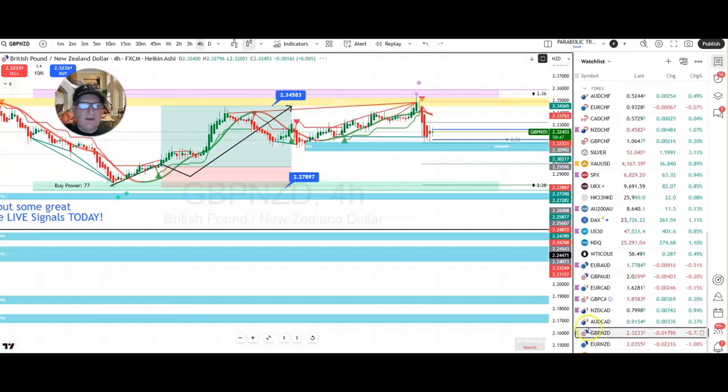Pound New Zealand, congratulations on that one. Beautiful, way over 400 pips there if you held on to target.